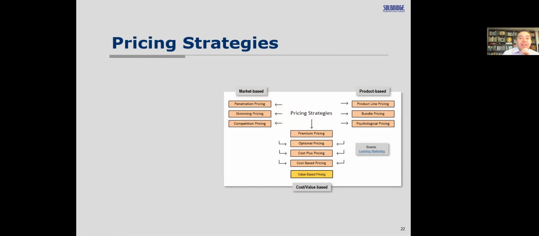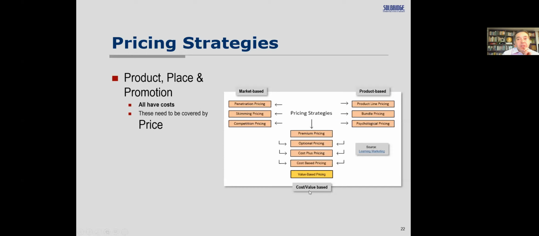And then the fourth P in the marketing mix is the pricing strategies. So we can have market-based pricing strategies, or product-based pricing strategies, or cost and value-based pricing strategies. So pricing is actually very important, because of the four Ps, price is the only one that actually involves money coming in. The product, the placement, and the promotion all have costs, and price is what will cover all of these costs. So pricing is a very important part of the marketing strategy.